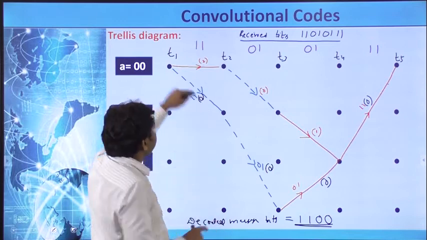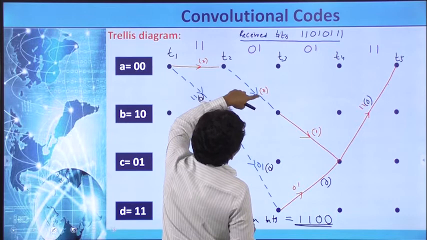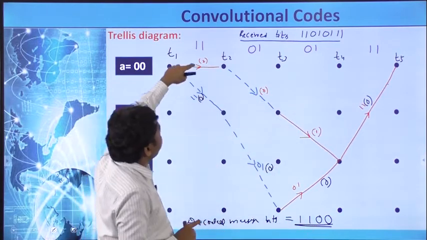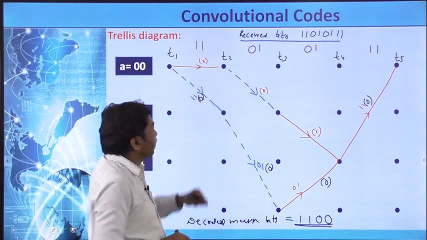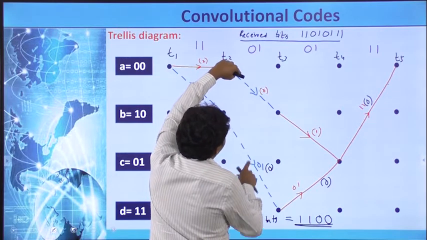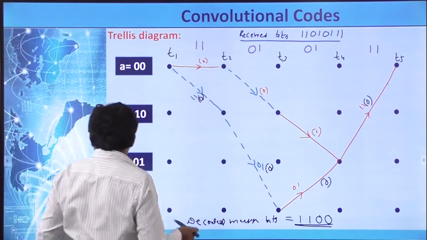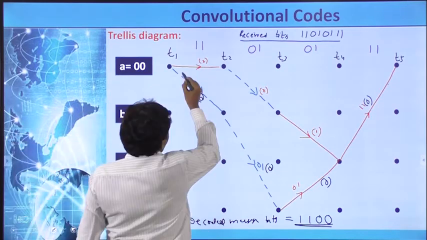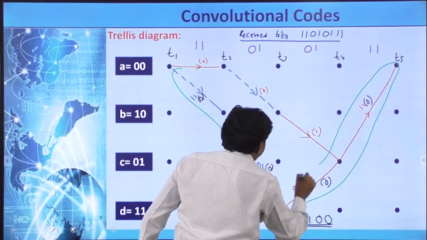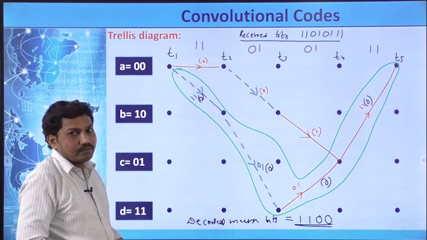So the metric for this path is 0, whereas for this path it is 2, this is 0, this is 1, this one is 0. So that means 2 plus 1, it is 3. The metric for this path is 3, the metric for the other path is 0. Out of these paths, select the one which has the least metric, that means this path, and from that path you can write down the decoded message sequence.